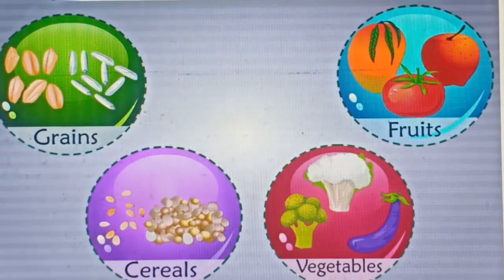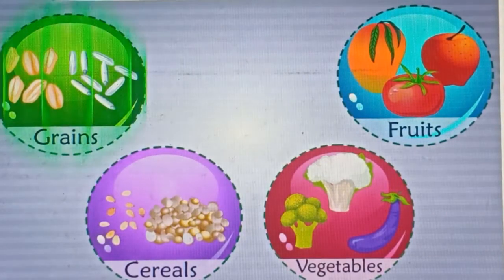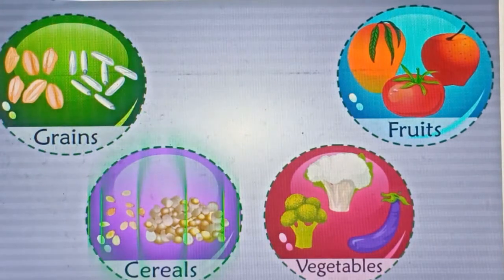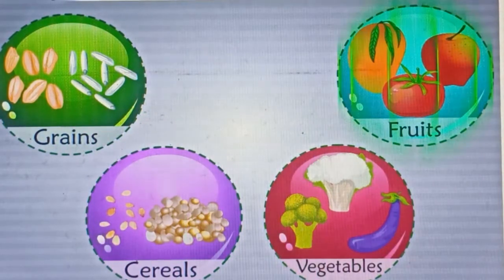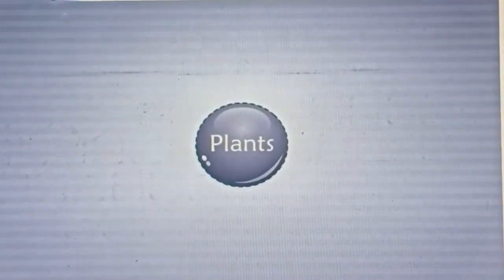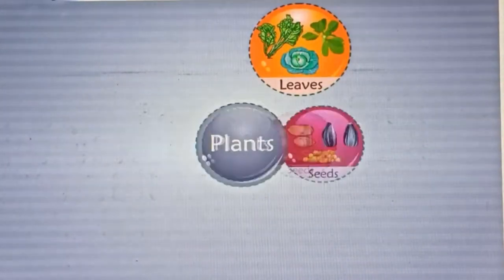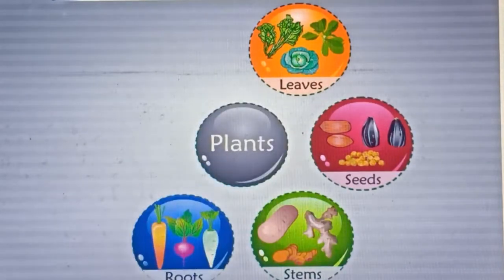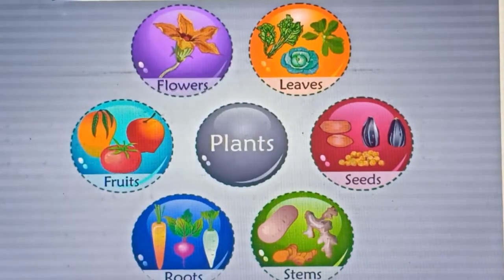Sources of our food: plants. Plants provide us with food ingredients like grains, cereals, vegetables, and fruits. Various parts of plants, such as leaves, seeds, stems, roots, fruits, and flowers, are edible, that is, eatable.